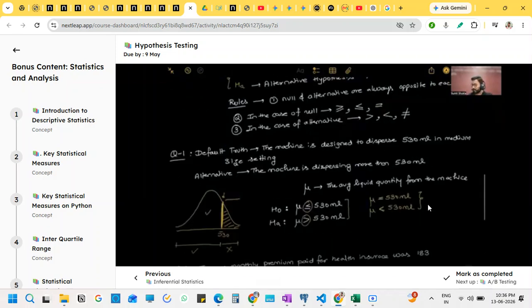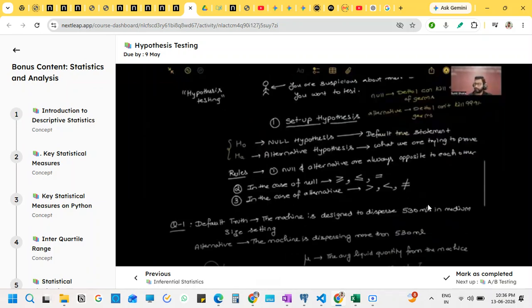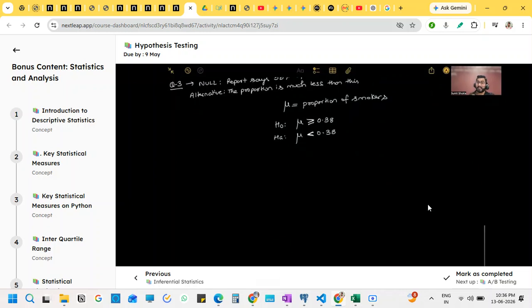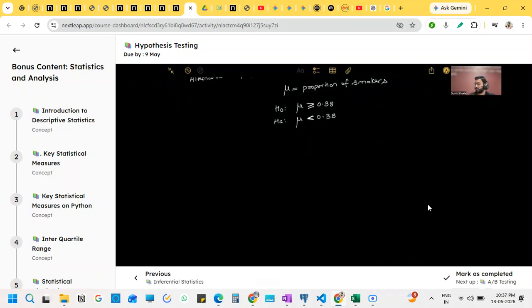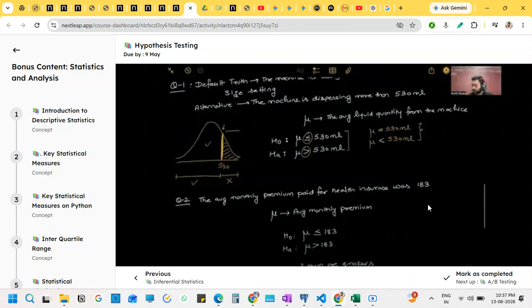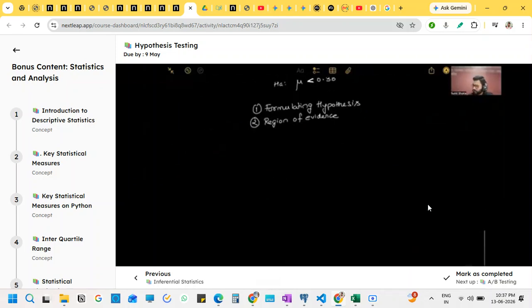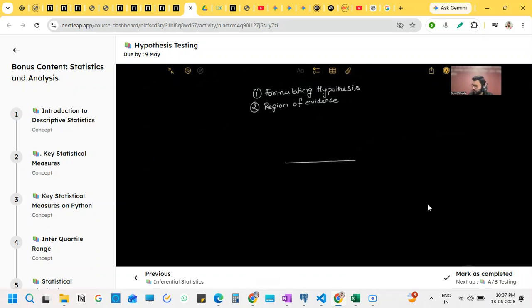I hope these examples have helped you understand how to formulate a null and alternative hypothesis. That is one of the very crucial parts of the entire hypothesis testing module. The very first step that you need to be very clear about is formulating hypotheses. Now the next part is the evidence, where we are trying to find out the evidence.